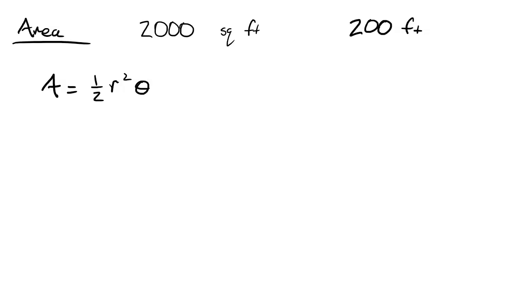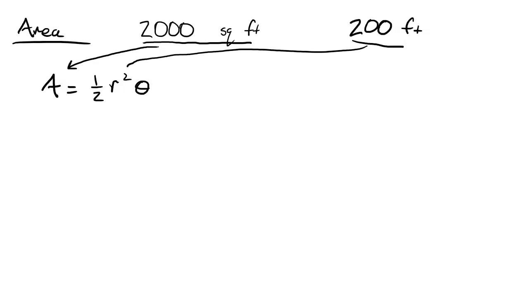Okay, and units wise, we can see that this 2,000 square feet is going to be plugged into our area, and our 200 feet is going to be plugged into our radius. So you can do this two ways. You can plug it in first and then solve for theta, or you can rewrite the formula by doing some algebra. I like to rewrite the formula. So basically we're just multiplying by 2 and dividing by r squared. So we get 2A over r squared is equal to theta.